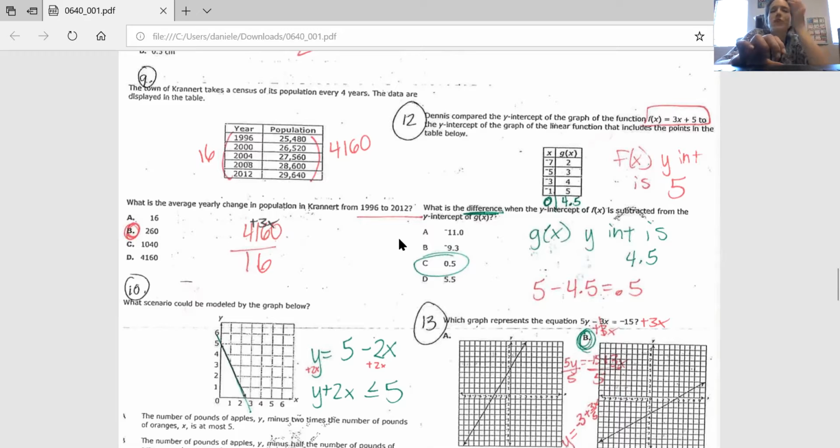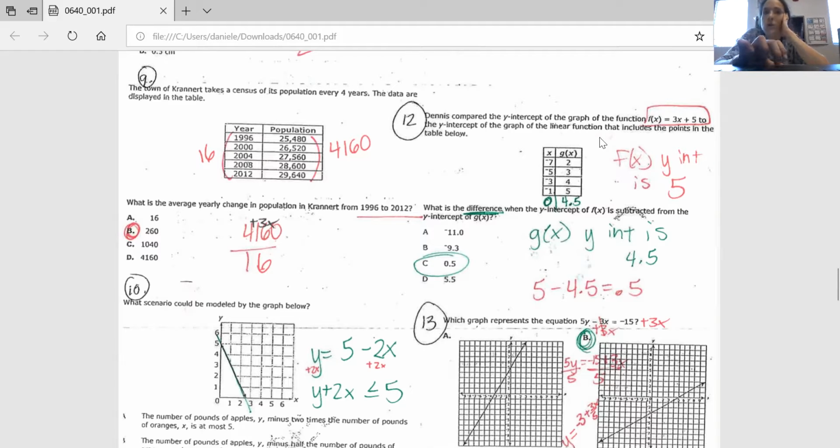All right, if we hop over here to number 9, what is the average yearly change? Guys, y change over x change, please remember that. It's going to do you so much good. So between 1996 and 2012, the population change is 4,160. That's over 16 years. I divide and I get B right there.